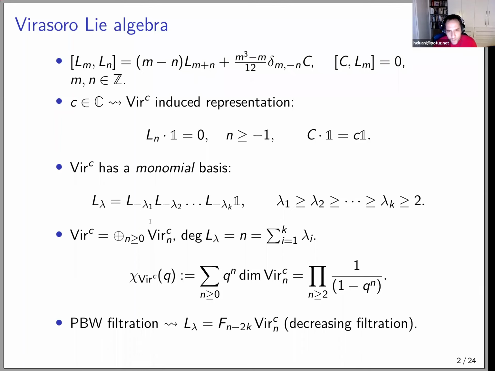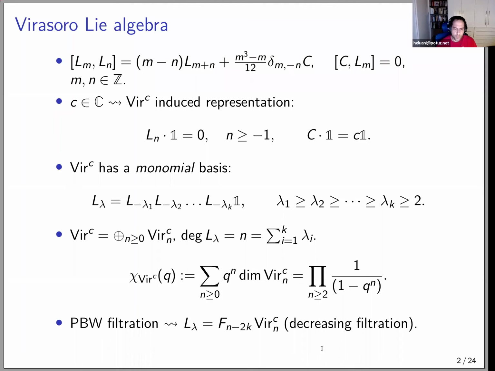So we'll need the following. Fix n, and look at the basis of these monomial elements such that the sum of the parts lambda adds up to n. That's the space of energy n in this module. But even if you fix the energy n, you can still count these monomials, you can count this number k. And that gives you a filtration, the PBW filtration, which is an increasing filtration.